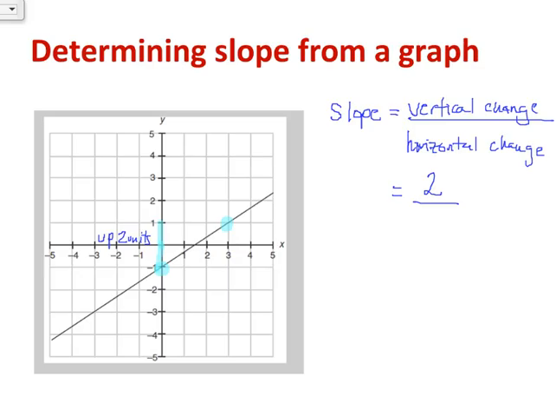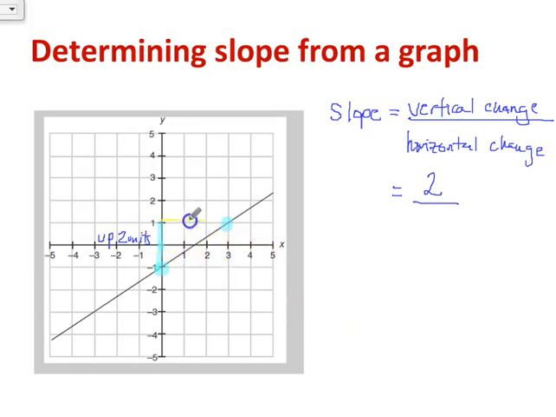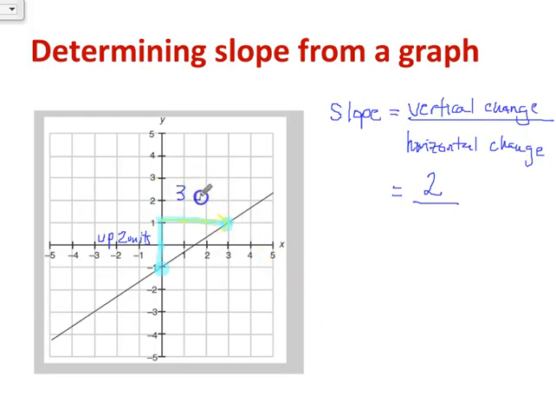And then what about the horizontal movement? Well, to get from this point to the next point, we're moving how many units? Count the number of squares. We move 1, 2, 3. We're moving 3 units to the right.